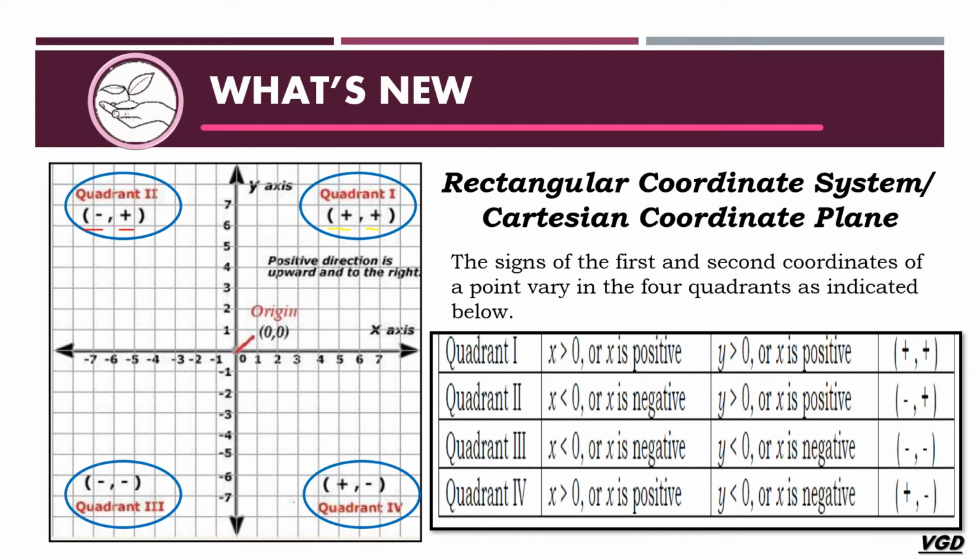For quadrant 3, the abscissa is negative. Both abscissa and ordinate, or the x and y values, are negative. And for quadrant 4, it's the opposite. The x value or the abscissa is positive and the ordinate or the y value is negative. I hope the signs are clear in each quadrant.